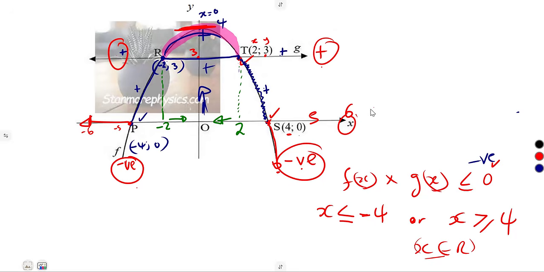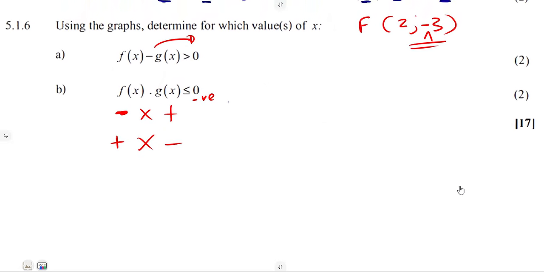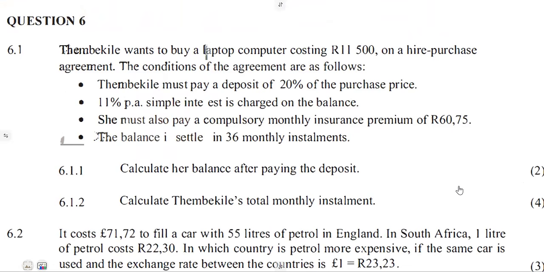So they were just trying to play around with you there, guys. Just try to work out as many questions. Just try to figure out.